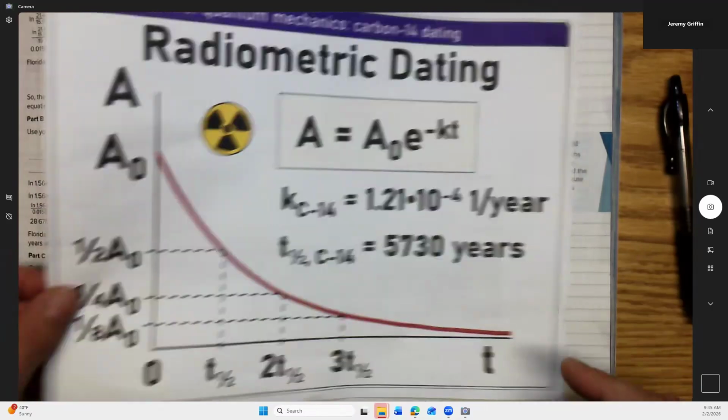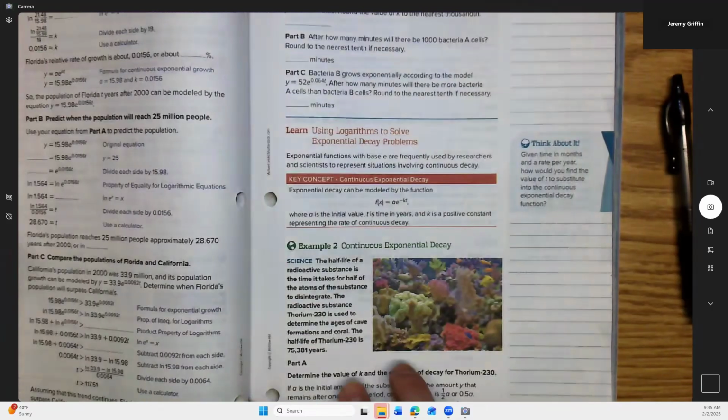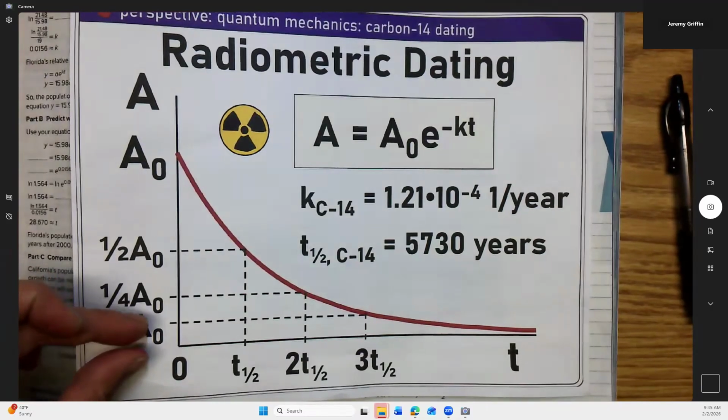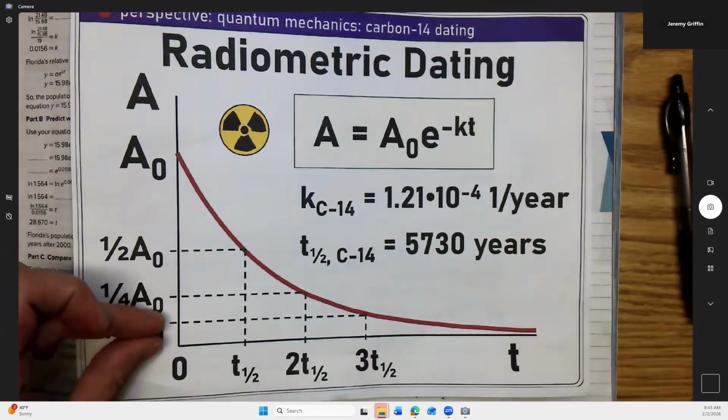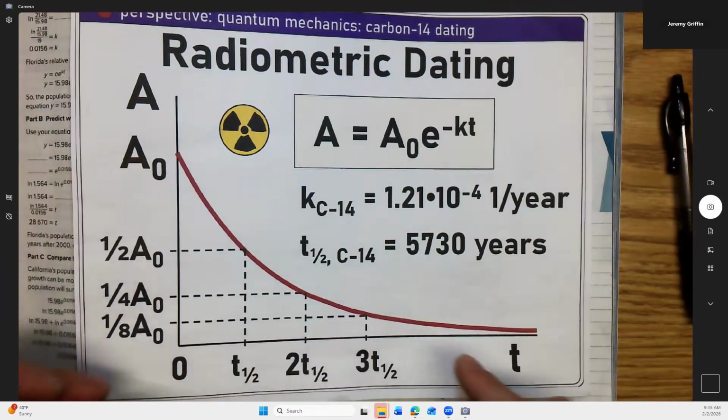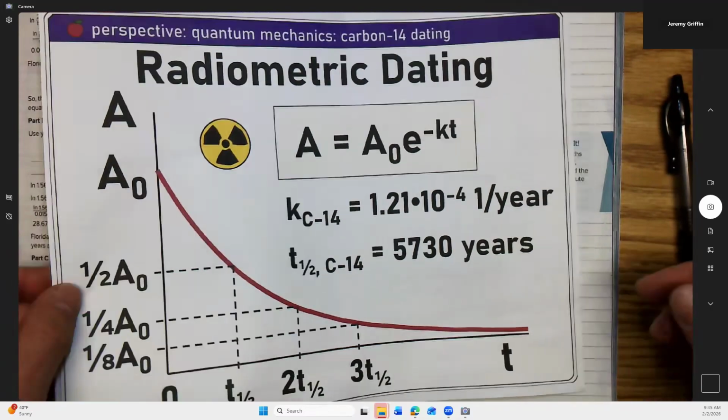There's this fun application where, if you find some artifact or sample and it has an eighth of whatever radioactive isotope it should have started with, you can say, oh, well, I know 3 half-lives have passed, and that's how you can date the artifact.